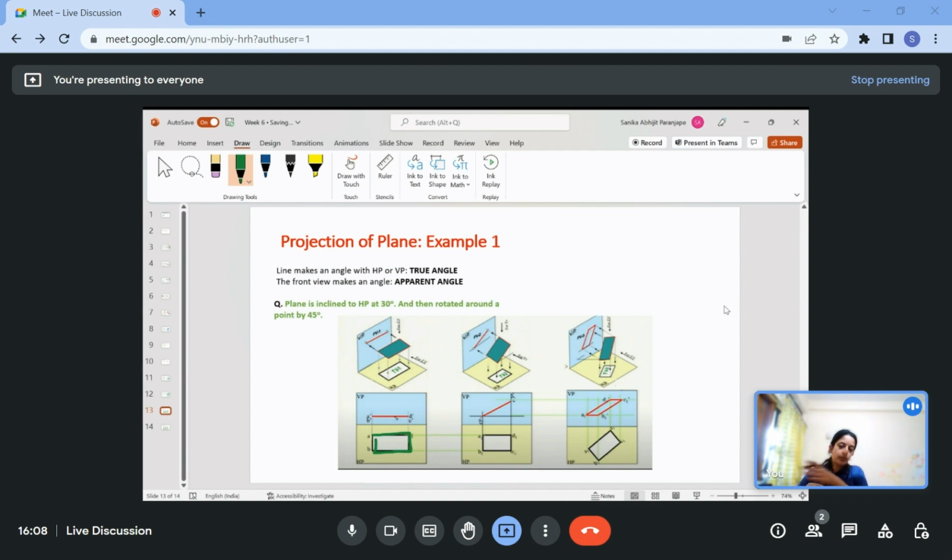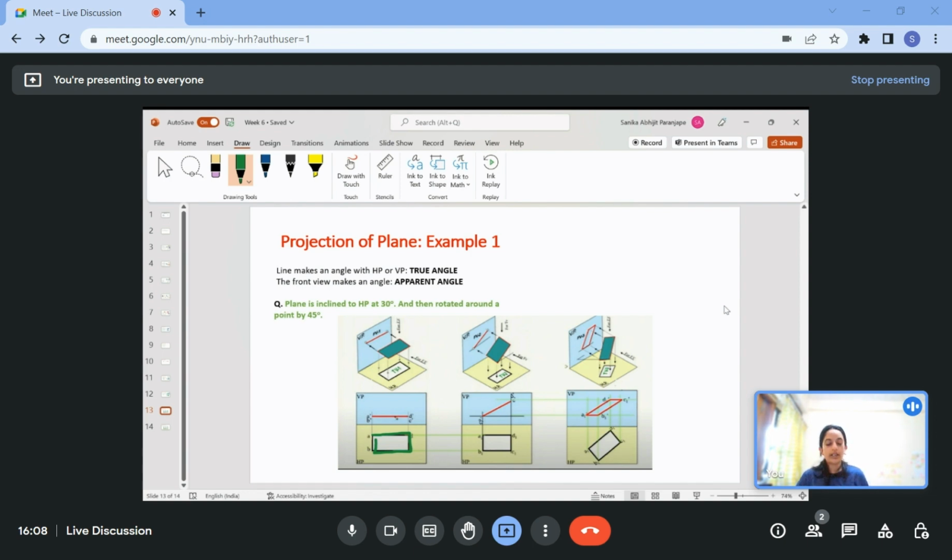In the vertical plane, I will see only the line, because this line will get down to a point, this line will be seen as a point in the vertical plane, and these two lines will be seen as one line and not two lines. Now what they are saying is that we are rotating the plane by 30 degrees with respect to the horizontal plane.